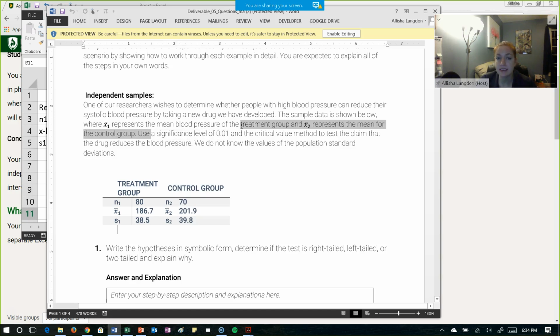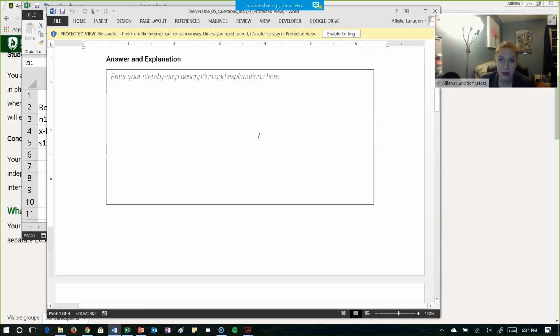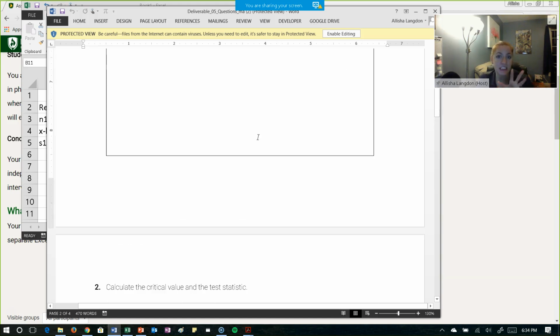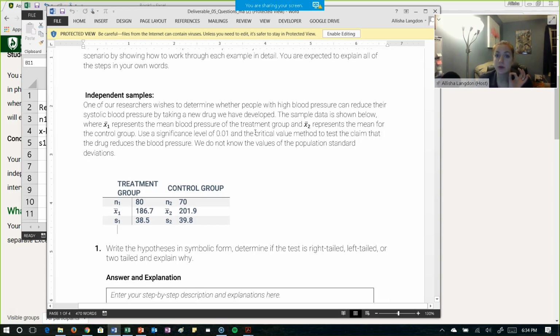You need to go ahead and use the significance level of 0.01 and the critical value method. Let me just double check. Yeah, so this one is a little different than what we've been doing. You only want to use the critical value method for that independent sample. You don't have to do the p-value. If you would like to do the p-value to make sure that you did it correctly, feel free. Don't include it, because the graders might be like, why did you do both? But you can do it if it helps you to reassure yourself that you did it correctly.